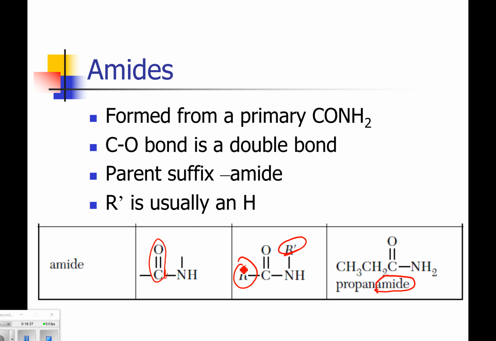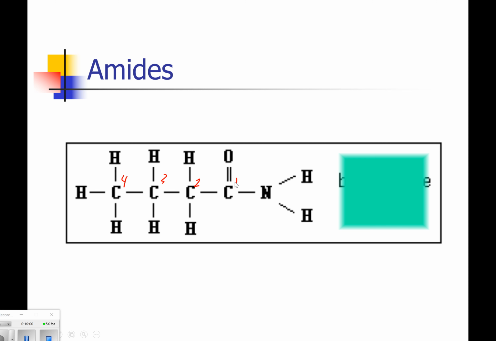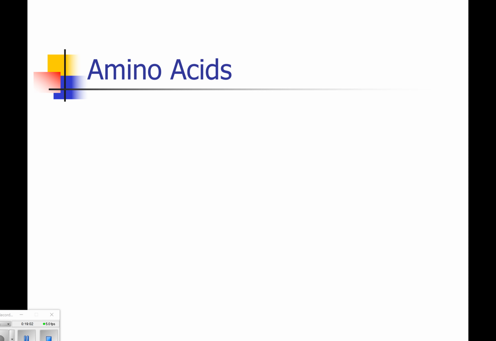And this part will be where we connect to a longer hydrocarbon chain. So again, always start off with numbering your parent chain, longest unbroken chain. This is a 4-carbon hydrocarbon, so it's a butane. They're all single bonded, and we have an amide on the end here with the double bonded oxygen. So this becomes butanamide.